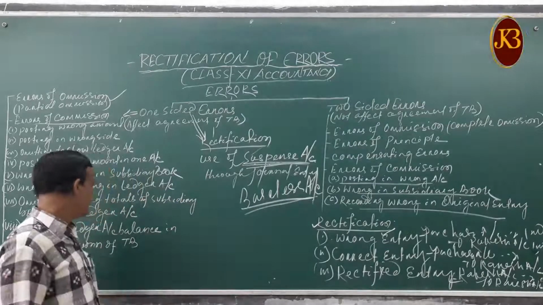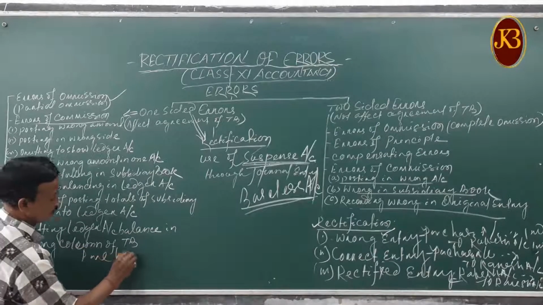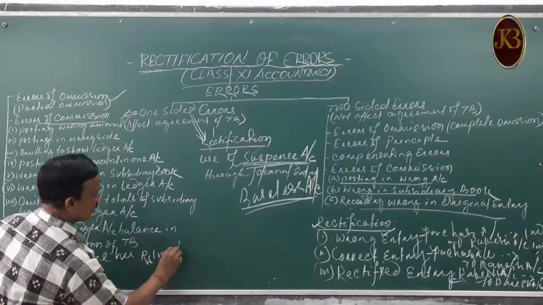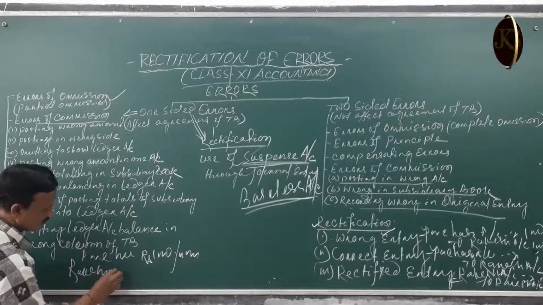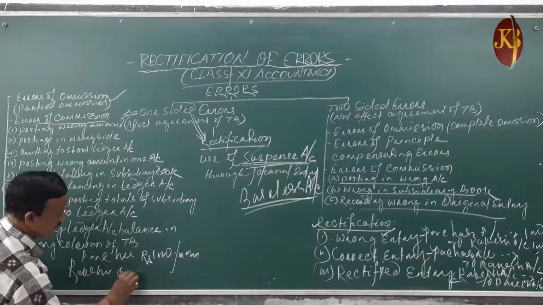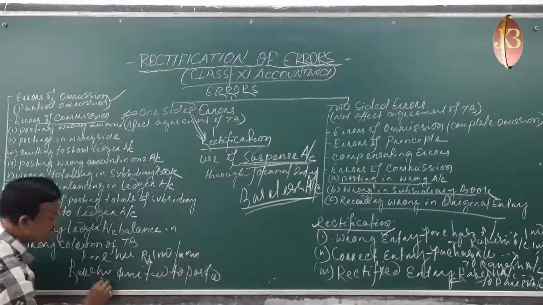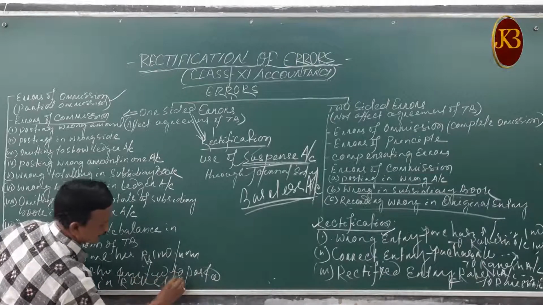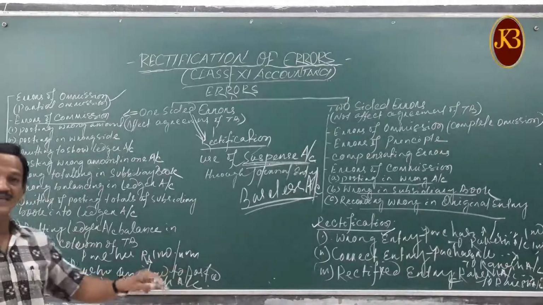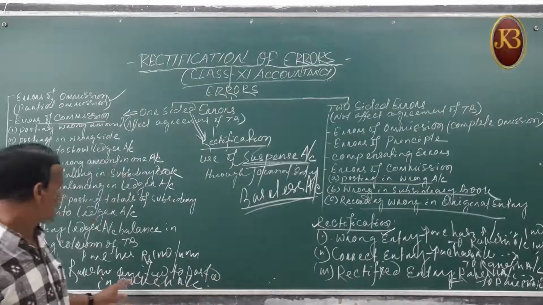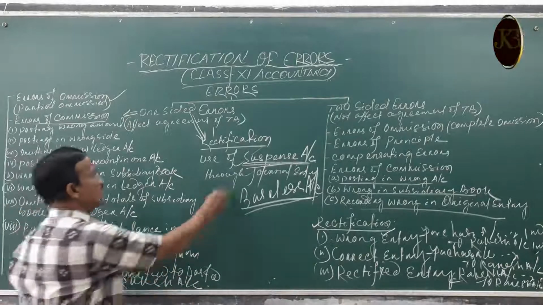For example, you have purchased goods worth rupees 1,000 from Rakesh, and it was omitted to be posted in the Rakesh account. So there is a one-sided error. The Rakesh account has not been posted. That means the Rakesh account should be credited, and the other account, purchases, is debited. So the suspense account comes in.